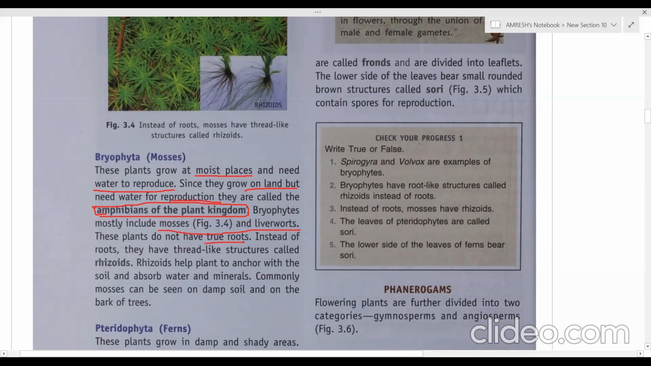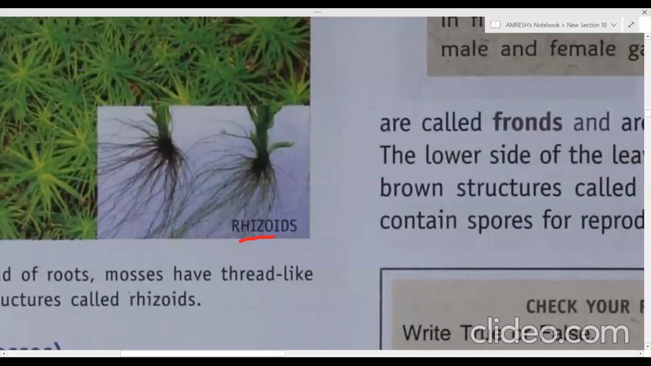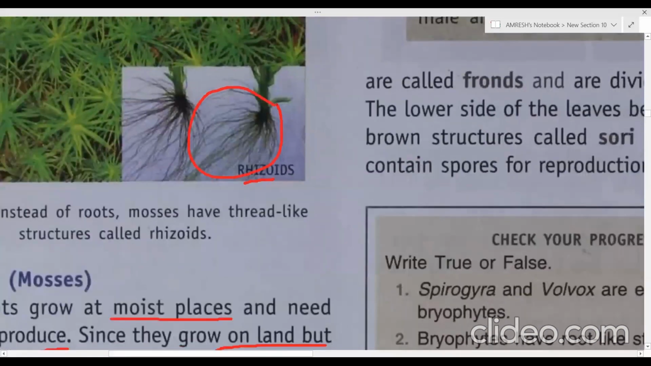They do not have true roots. Instead, they have thread-like structures called rhizoids. A question may come: what are the thread-like structures that look like roots in bryophyta or mosses? Rhizoids. This one is your rhizoids. How they look: thread-like structures.